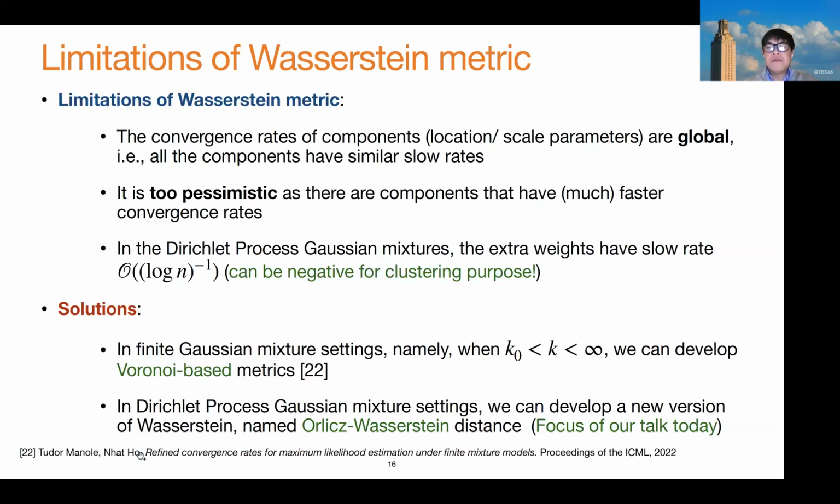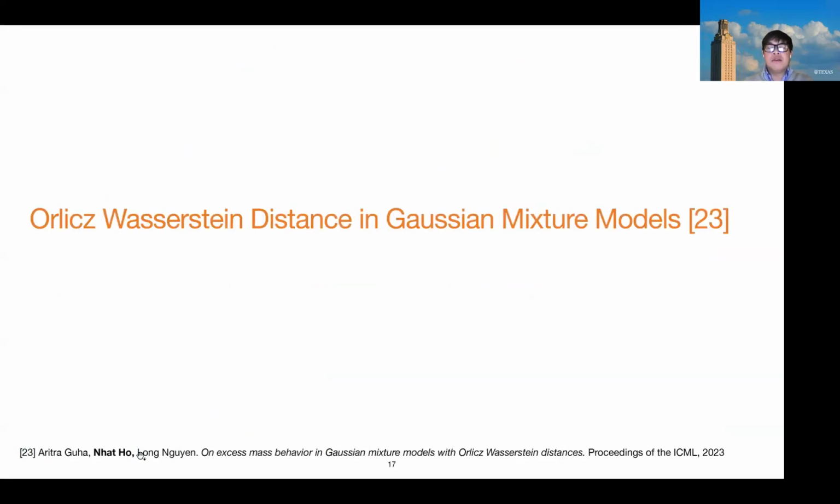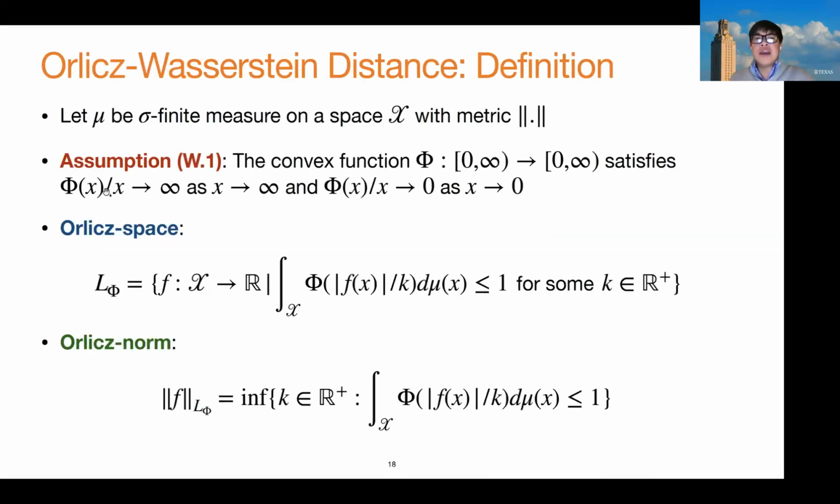Right. Okay, so now I will talk about how we can use the Orlicz-normed Wasserstein distance to improve the rate of the components in these models. This is also based on joint work with my advisor, Long, and my colleague, Aritra Guha, who is now a research scientist on the AT&T AI team.